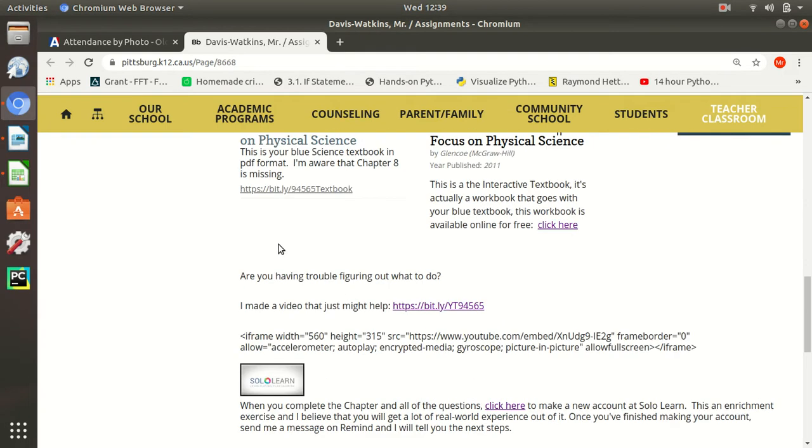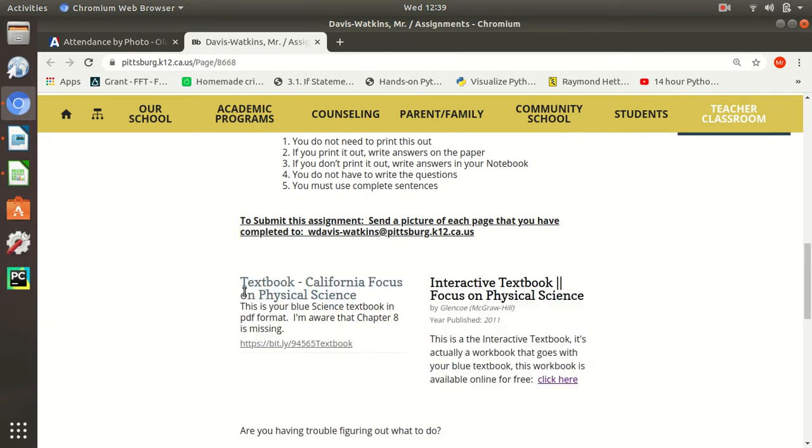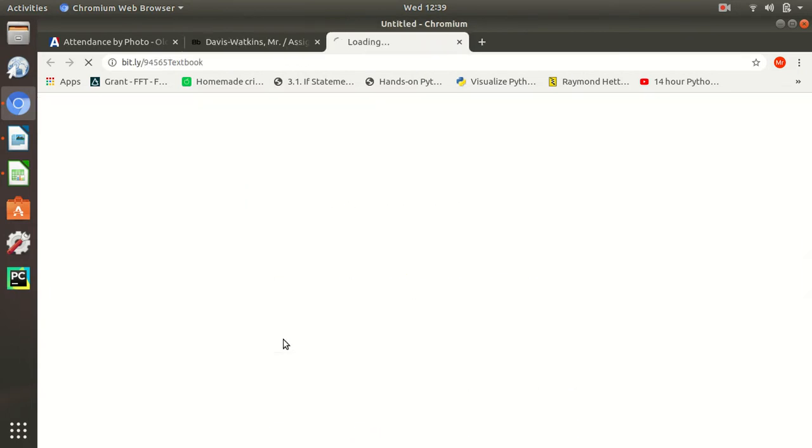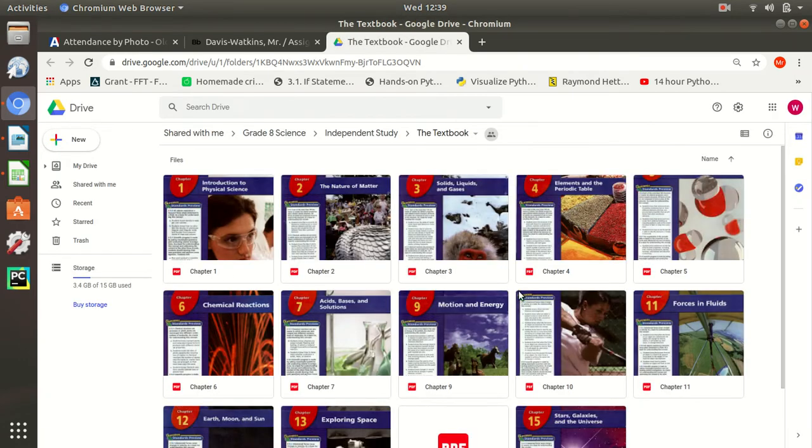If you don't have your textbook, go right below these instructions. You'll see textbook, California Focus on Physical Science. Click on that. This is your textbook. It's that blue one that we have in the class. It has each chapter. So remember, we were on chapter 11. So let's go to chapter 11.